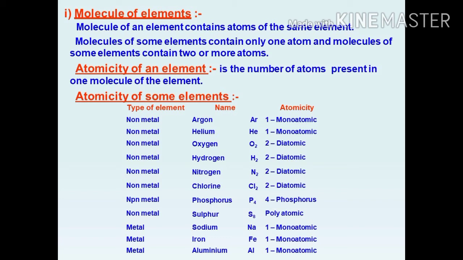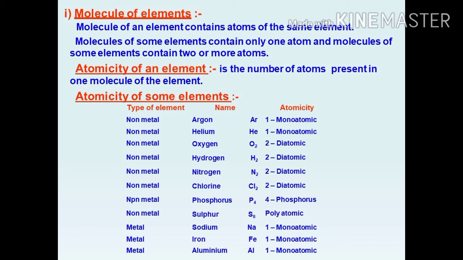The next one, atomicity of an element. How can we calculate the atomicity? What is atomicity? Atomicity is the number of atoms present in one molecule. Some molecules contain only one atom, others two atoms, others more than two atoms. Based on the number of atoms present, we can name the atomicity of elements.